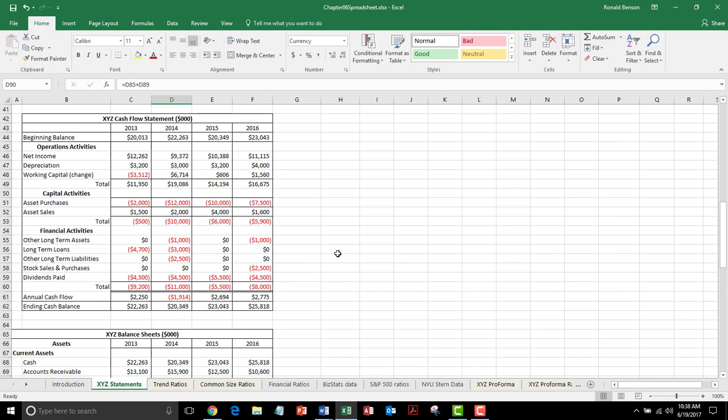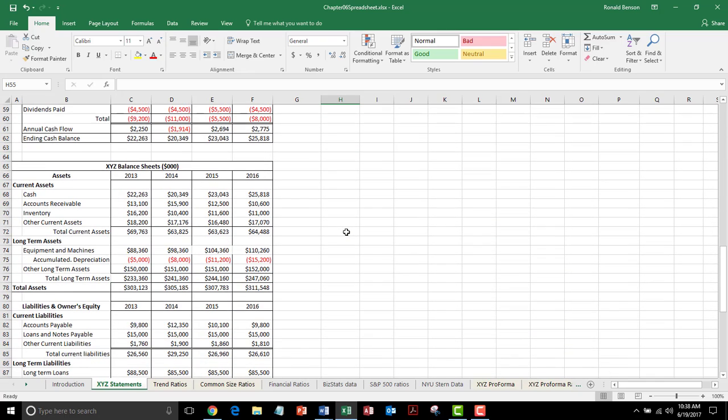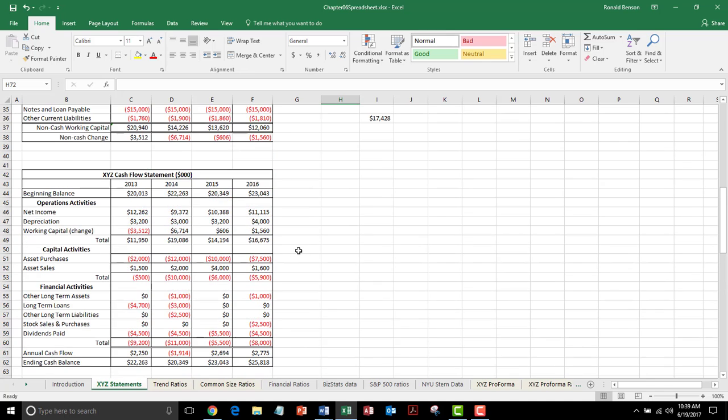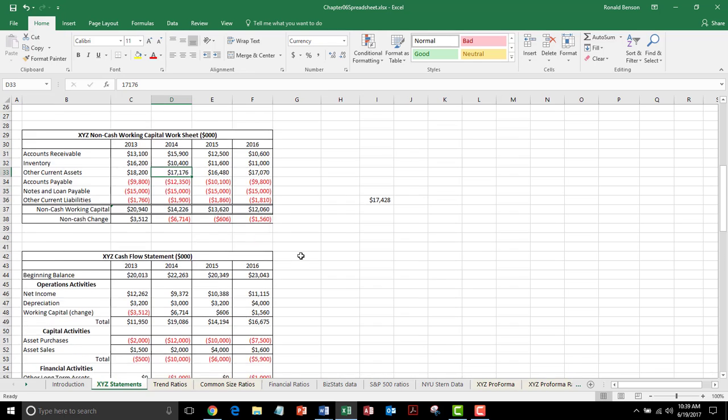Next comes the balance sheet, which ties everything together. So we're going to take information from the cash flow statement and working capital to create the first part of this. Cash comes from the cash flow statement. This is the ending balance, which is recorded down here, E62. Accounts receivable, inventory, and other current assets come from the working capital worksheet. For instance, this is in D31, D32, D33.